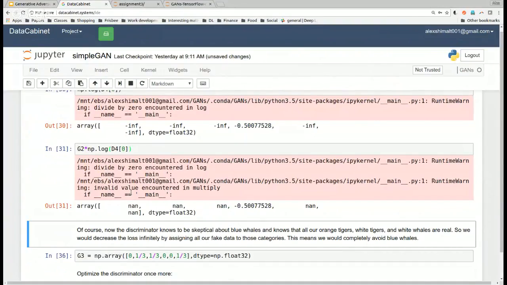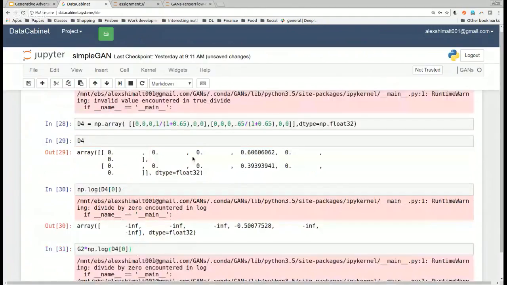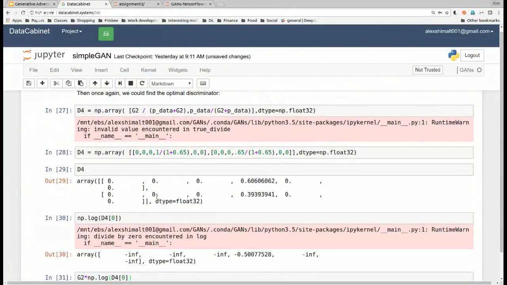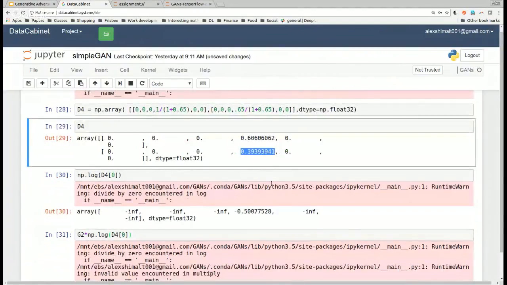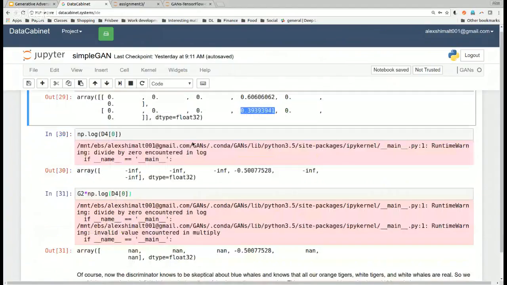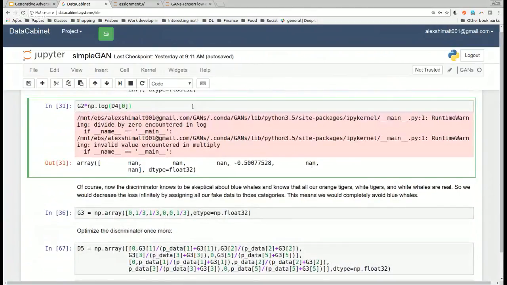We've calculated our optimal discriminator, and it's deciding, well, because we know that there are a lot of fake blue whales, we're going to classify only a 40% probability that any blue whale picture is real, and 60% of the time we're going to classify it as fake. It's going to ignore all these other terms. I had to do this to prevent divide by zeros, but it will actually assign a probability of 1 that anything which is not a blue whale is probably real. So let me move forward a little bit.